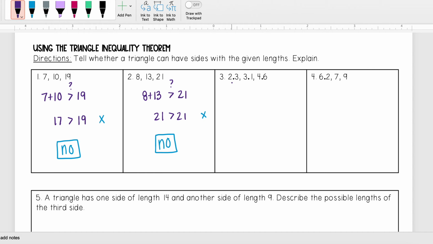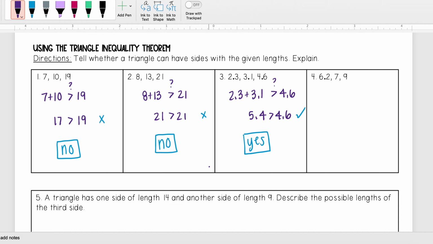Okay, looking at my next one, I want to again take my two smallest sides. I see my two smallest sides are 2.3 and 3.1. Add those together, and I'm seeing if that sum is bigger than 4.6. Well, 2.3 plus 3.1, I get 5.4. And now I need to think if this is true. Is 5.4 bigger than 4.6? Yes, it is. Since we get a true statement here, the answer is going to be yes.